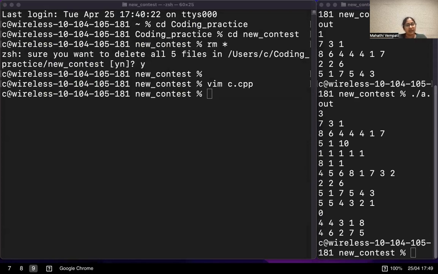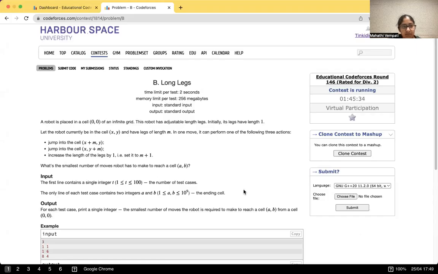A robot is placed. Oh, okay. I'm reading. Oh, it got accepted. Oh no, I didn't share that, but okay. My code got accepted. So I am now sharing the screen for B. I'm also hungry. That's okay.